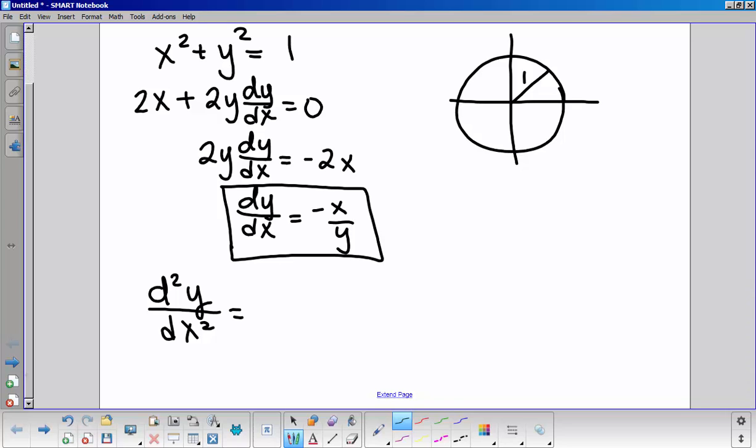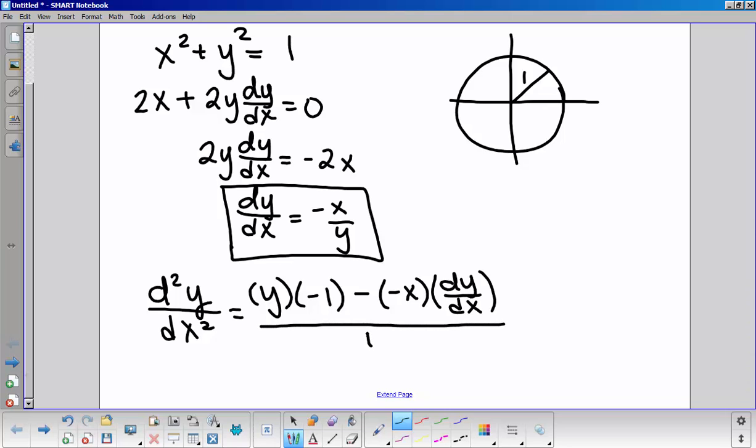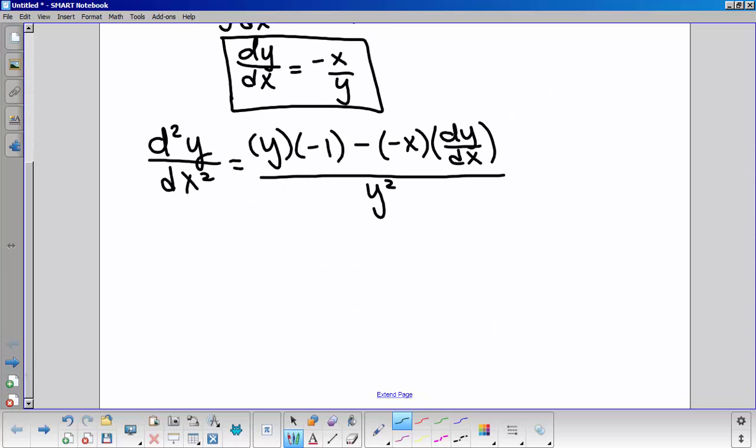Anyway, now we're going to use, as Griffin suggested, the quotient rule: low d high, which is negative 1, minus high, which is negative x, d low, which is dy/dx, all over low low, which is y squared. Now, that's the second derivative, but the first derivative is inside of the second derivative. So I can just take this expression and plug it in.